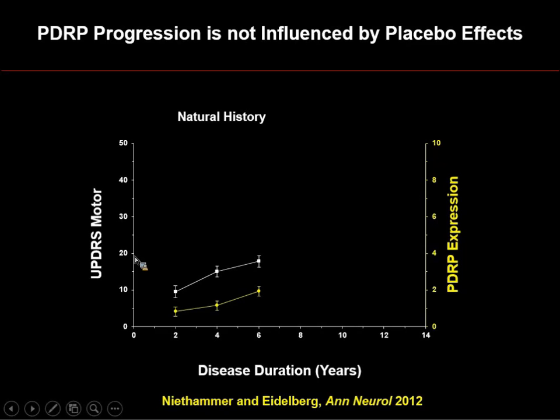When you have this type of study, notice how the UPDRS and the PDRP are tracking in parallel. Now, in a clinical trial environment, there's blinding. This is from a viral vector, double-blind, surgically controlled study, sham surgery versus subthalamic nucleus AAV-GAD.